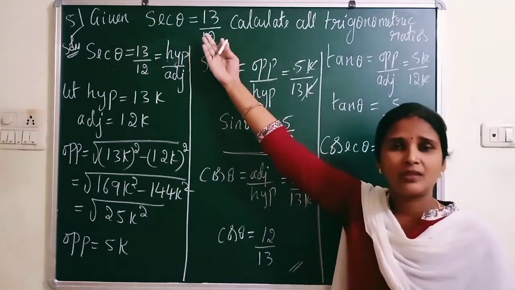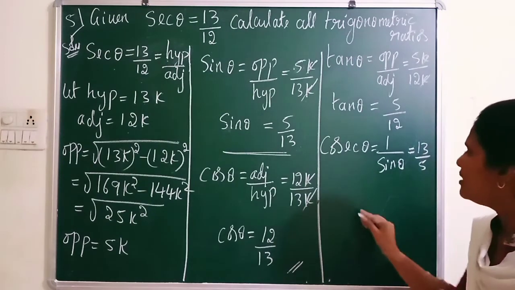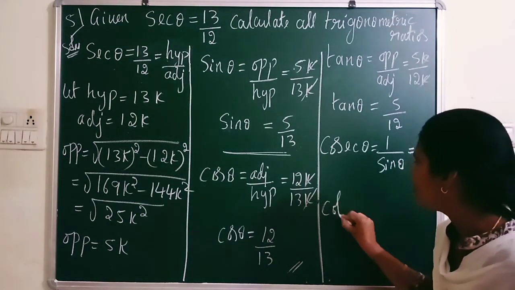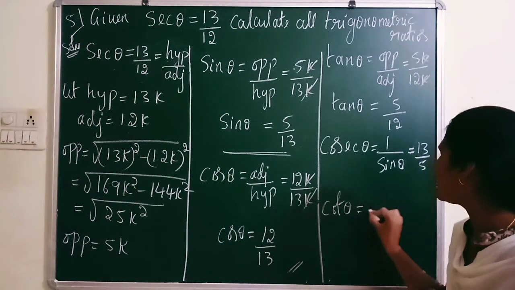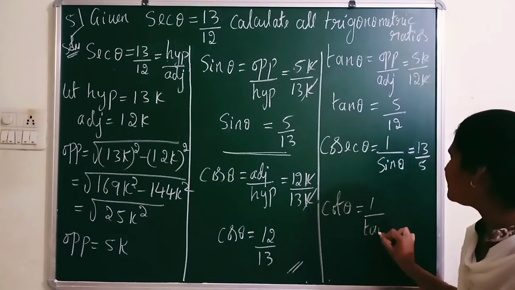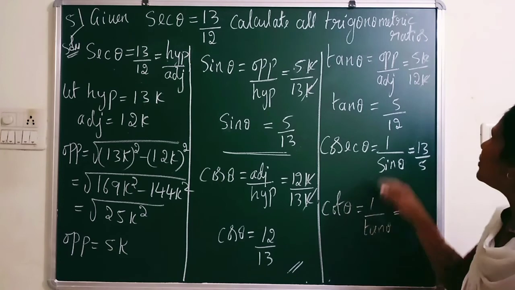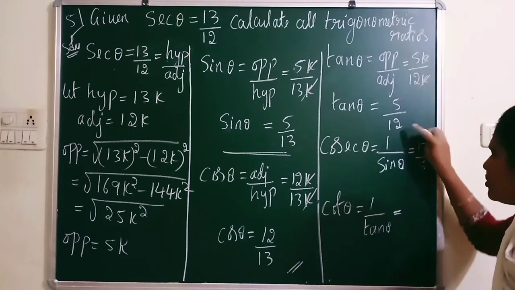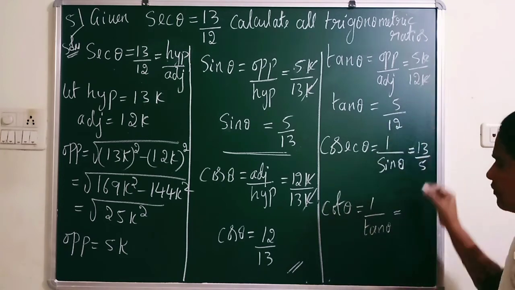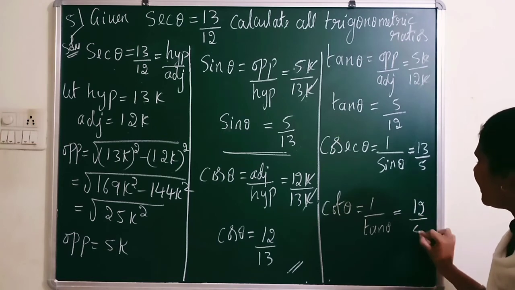After cosec comes sec. Sec is already given in the question, so no need of finding it. Next, the last one is cot. As you know, cot theta equals 1 by tan theta. So cot is the reciprocal of tan. What is tan? We got 5 by 12 here. The reciprocal of 5 by 12 is 12 by 5.